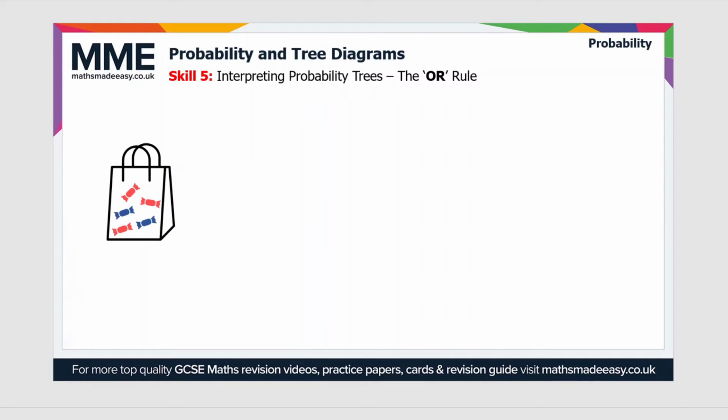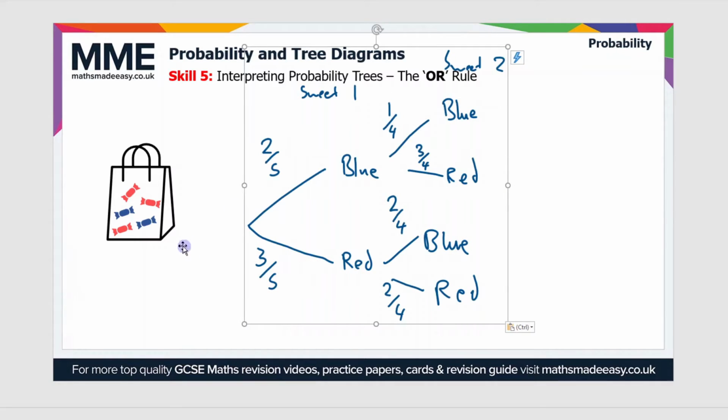So let's move on then to look at the OR rule. Now I'll paste in the same diagram as before. So with the OR rule, what we're interested in here is the chance of one outcome happening or another outcome happening. So for instance, if we were interested in the probability that our 2 sweets were the same colour, so we'll call that P, same colour.